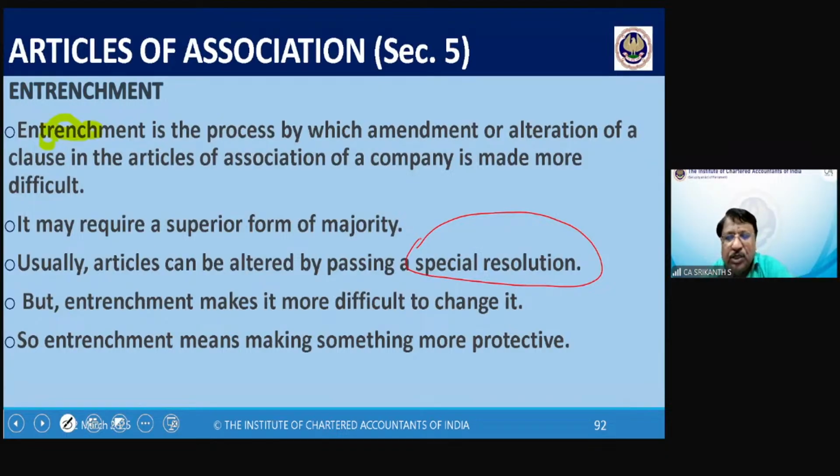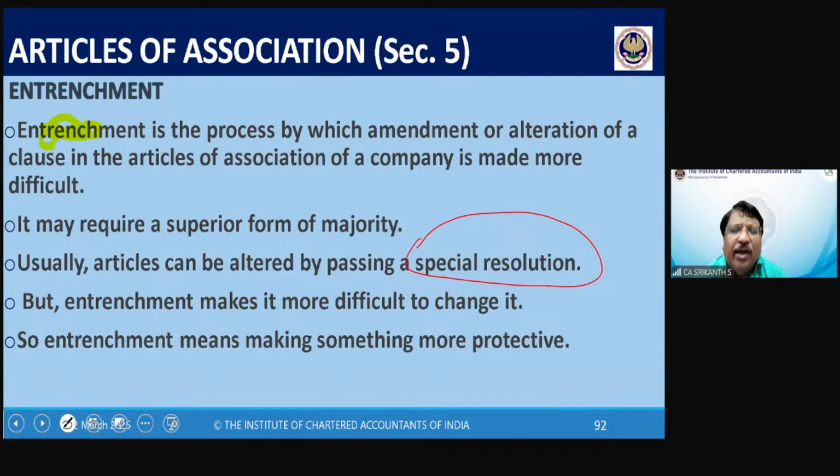When you come to alteration of articles, special resolution. What is special resolution? I'm going to give it to you as homework, and I'm going to ask you to do a little research. Don't give an answer just now in the query pad. Rather, go home and refer to the Act or whatever you want and find out what is the special resolution. Resolution means agreeing to the proposal.